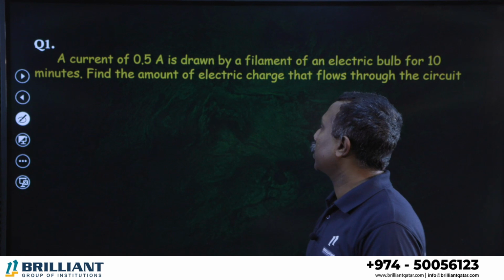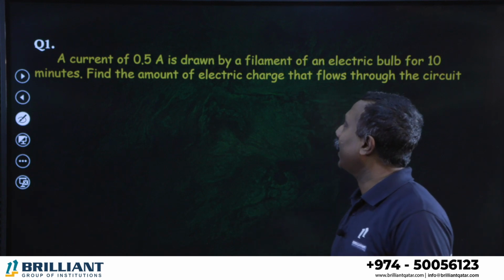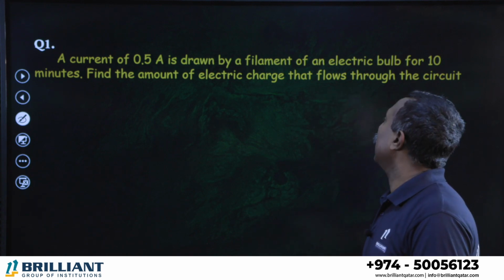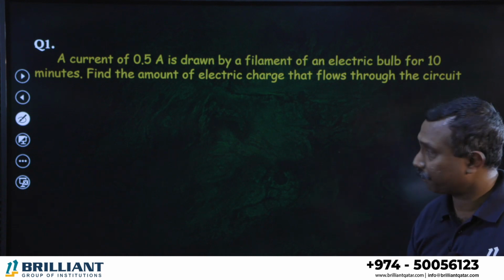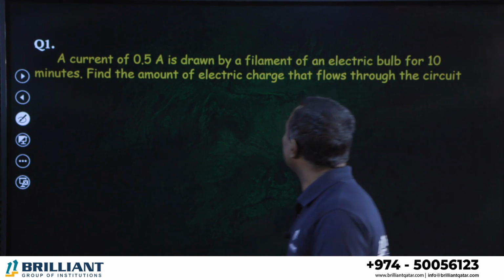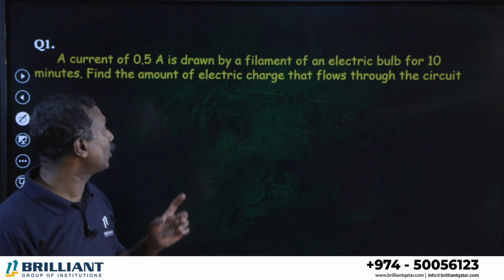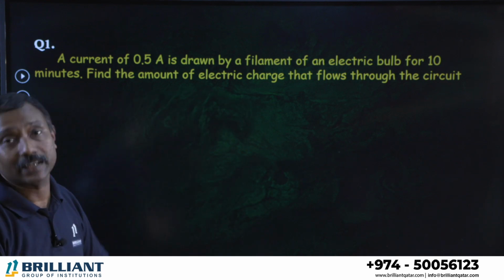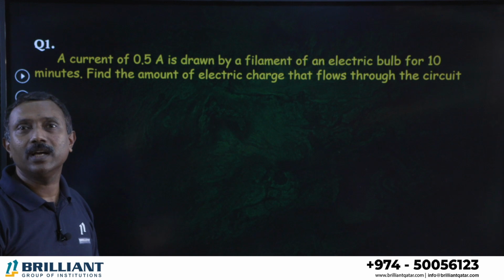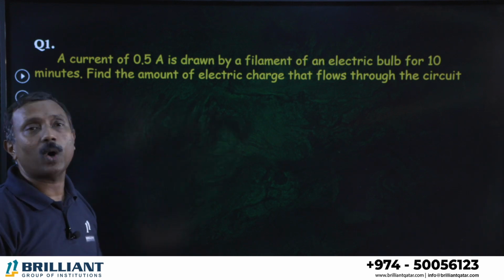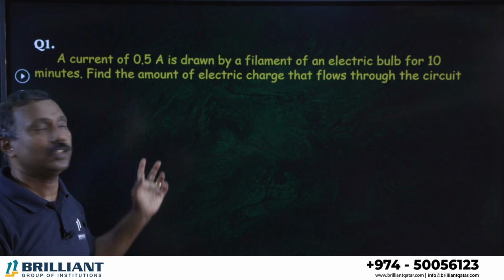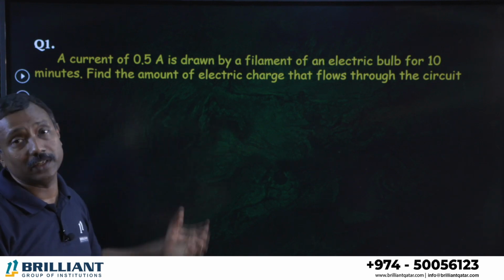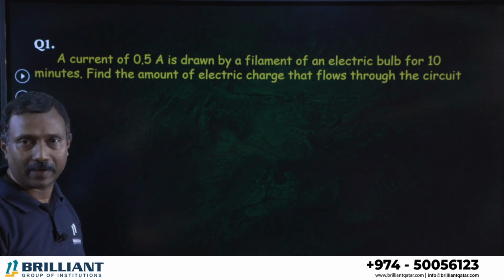So here I will read the question first. A current of 0.5 ampere is drawn by a filament of an electric bulb for 10 minutes. Find the amount of electric charge that flows through that circuit. So we want to find out the amount of the electric charge passing through the circuit, right? How can we find that out?